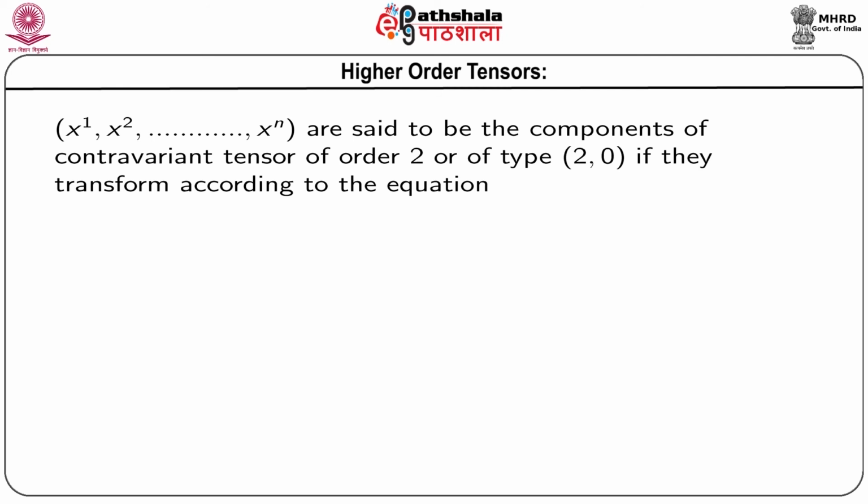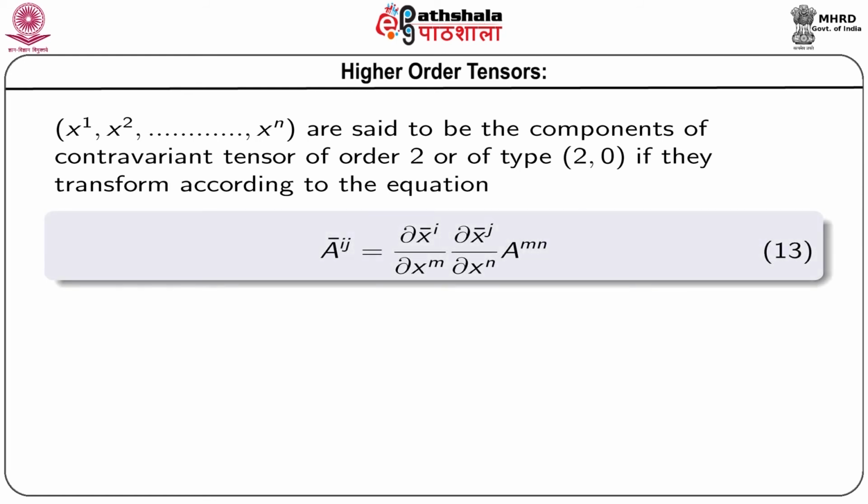A set of n square functions A ij, because these A ij are the elements of V tensor product V, of the n coordinates x1, x2, ..., xn are said to be the components of a contravariant tensor of order 2, or of type (2,0), or also of rank 2, if they transform according to the equation A bar ij equals del x bar i by del x m, del x bar j by del x n, A mn. So, this is the transformation rule for a contravariant tensor of rank 2. These are the components which transform from one coordinate system to another.